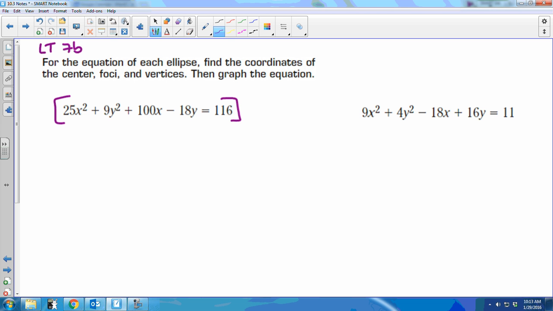So what you need to do is start off the same way we did before: organize, so rewrite, get the x's together, get the y's together. And then we're going to factor out just for the x's and factor out just for the y's. So you're going to do them individually. So I've got 25x squared plus 100x, and then I've got 9y squared minus 18y equals 116.